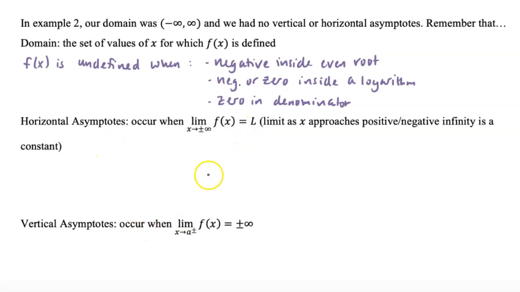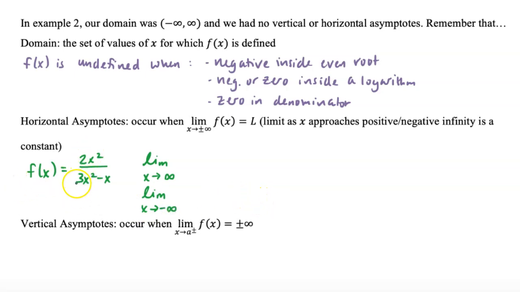All right, so an example of this is if I have the function f of x is equal to 2x squared over 3x squared minus x. If I want to find out if this has horizontal asymptotes, then I'm going to take the limit as x approaches positive and negative infinity. So let me take this as x approaches infinity and as x approaches negative infinity.